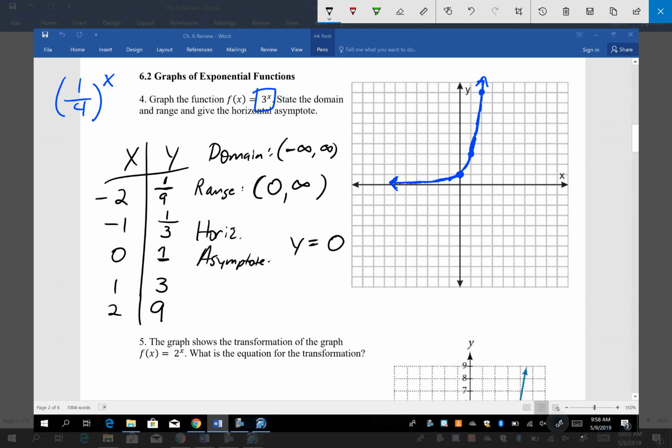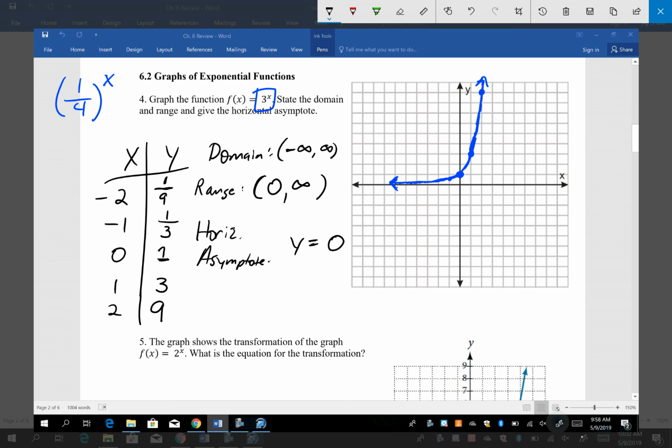Remember, I think it was 6.2, we moved them up, down, left, and right. I think later on in the review there's one. Maybe it's the next question, actually, where it's transformed. Should we just do that one? Yeah, can we do that? All right, let's do it. Is everybody good on 4?